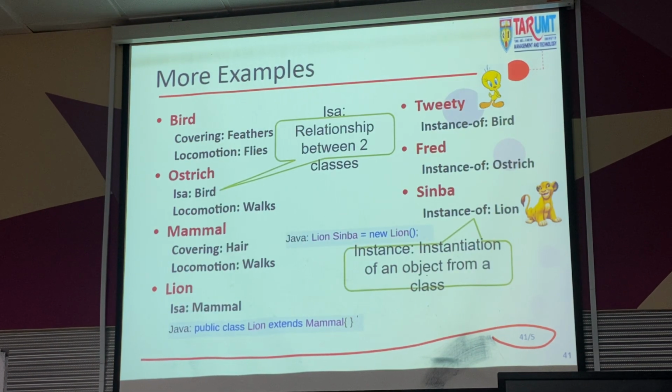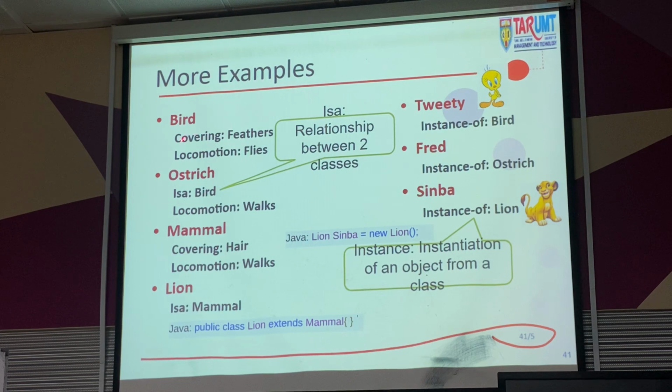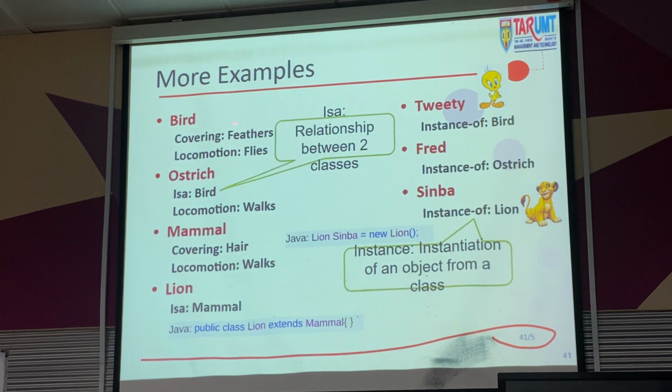Okay, so let's say this case, another example, you have birds, right? So what are the properties of birds? Have feathers, locomotion, can fly. Okay, and then you have an ostrich. So you can put an is-a, which means that we know that this is actually one frame. Ostrich is actually a subclass of bird. So bird is a superclass. Ostrich is a subclass, and the locomotion is walks. Okay, mammals: walk, hair, locomotion walk. So this is another class here.